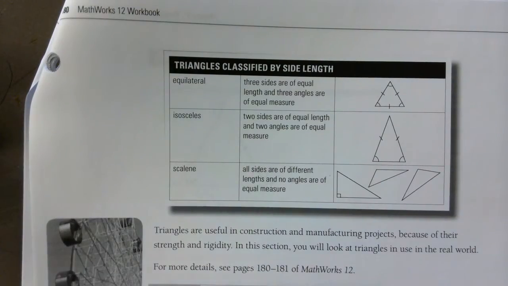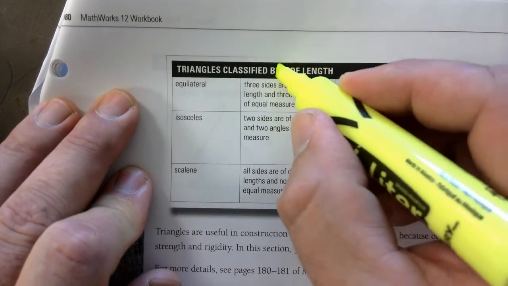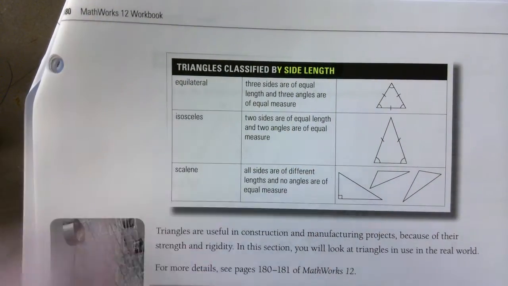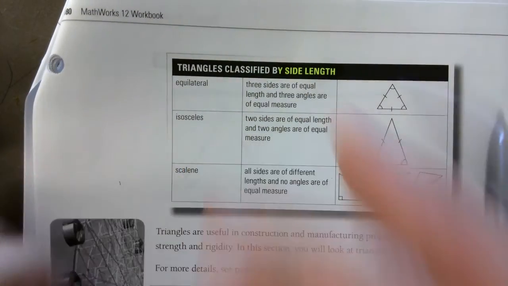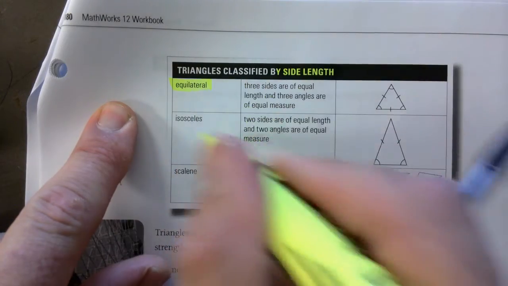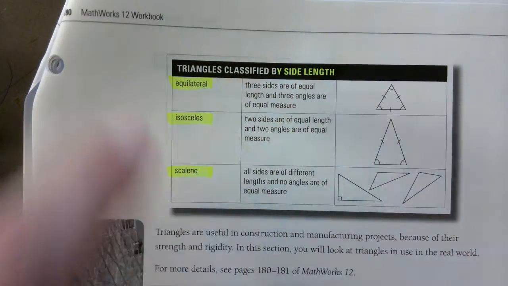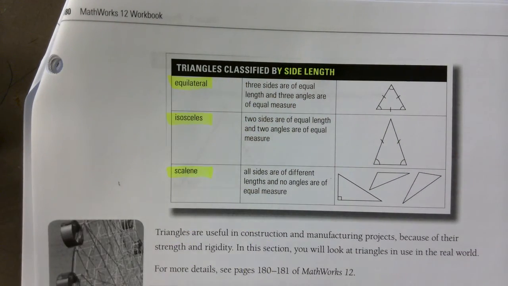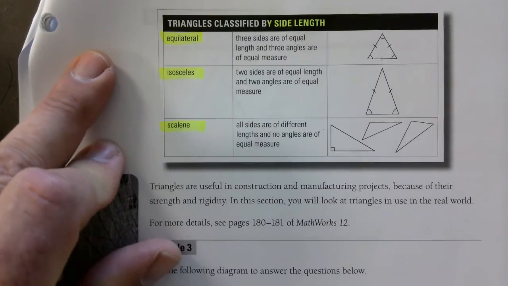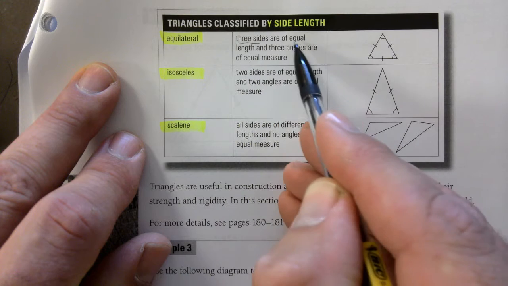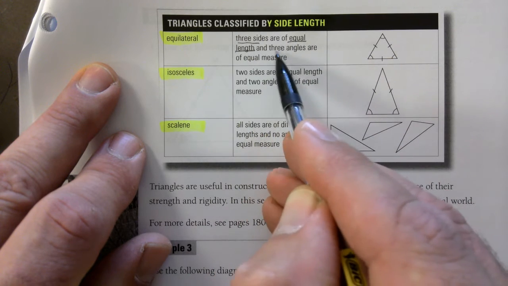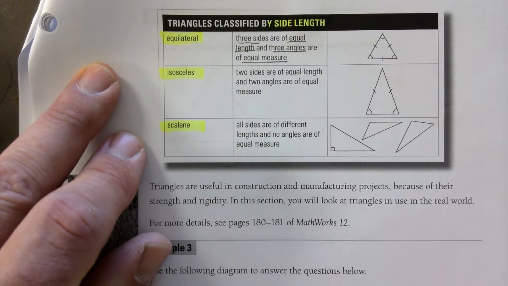Here is by side length. Triangles are classified by side length as well. Equilateral, so I'm going to highlight that. Equilateral, isosceles, scalene. Equilateral, obviously, means three sides of equal length and three angles that are equal in measure.